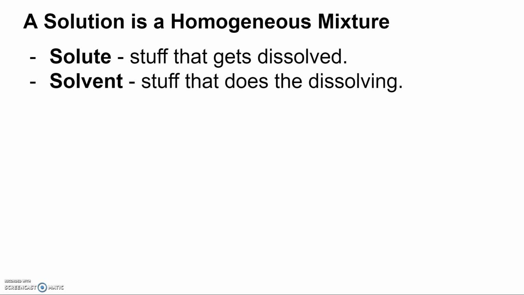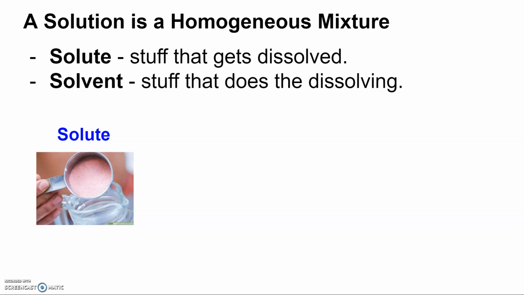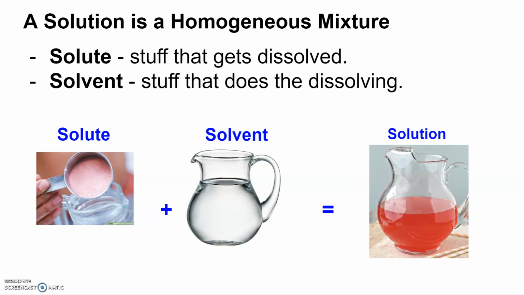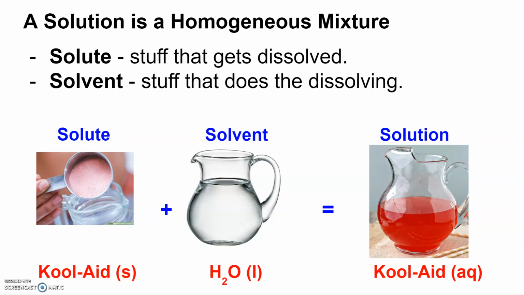All right, homogeneous mixtures are also known as solutions. And a solution has two parts. It has a solute, which is the stuff that gets dissolved, and a solvent, the stuff that does the dissolving. A good way of thinking about that is thinking about making something like Kool-Aid. So the Kool-Aid powder would be your solute. It's the thing that's going to get dissolved. The solvent would be the water. That's the stuff that's going to do the dissolving. And the solution is the resulting homogeneous mixture of the Kool-Aid and water. So your Kool-Aid drink would be your solution.